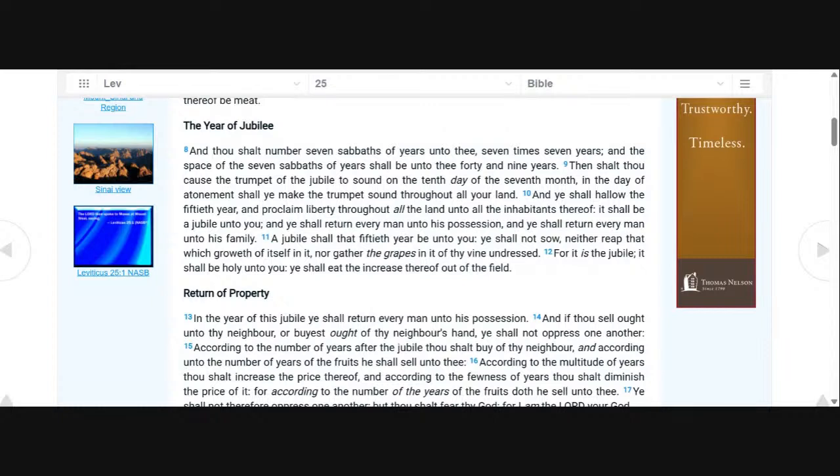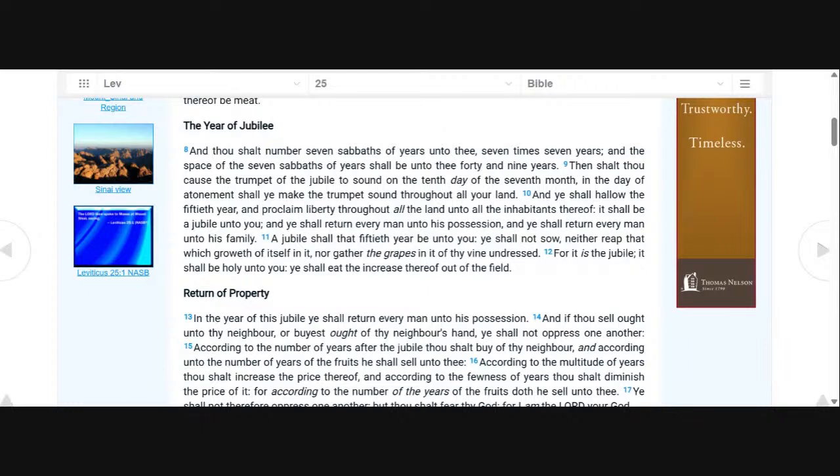Then shalt thou cause the trumpet of the jubilee of the happy time to sound on the 10th day of the seventh month, in the Day of Atonement. Does this start the jubilee? No, the jubilee starts with the Shemitah cycle, at the end of the 49th year cycle. Within the 49th year, on the seventh month and 10th day, you are to blow the trumpet for a happy time. And you shall hallow the 50th year and proclaim liberty throughout all your land and all its inhabitants. This is the Day of Atonement. This is not when the Jubilee begins.